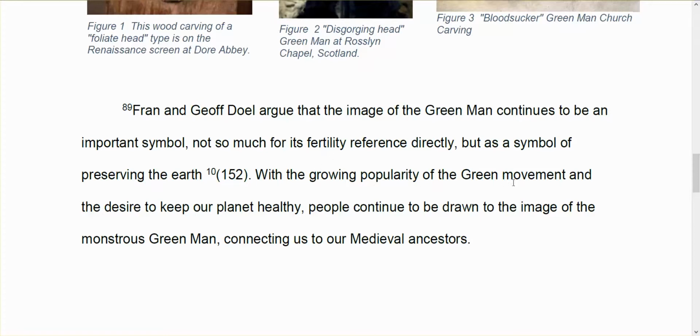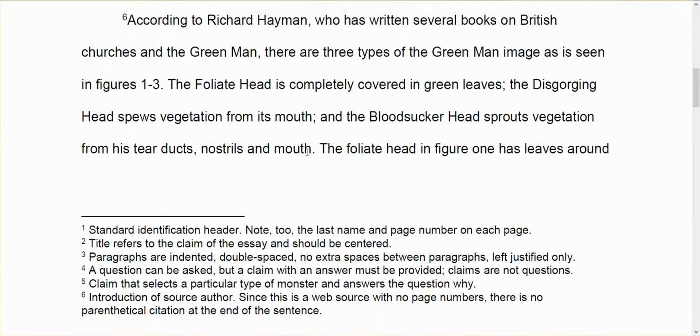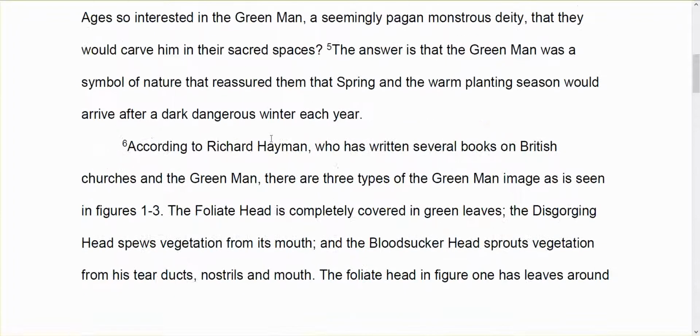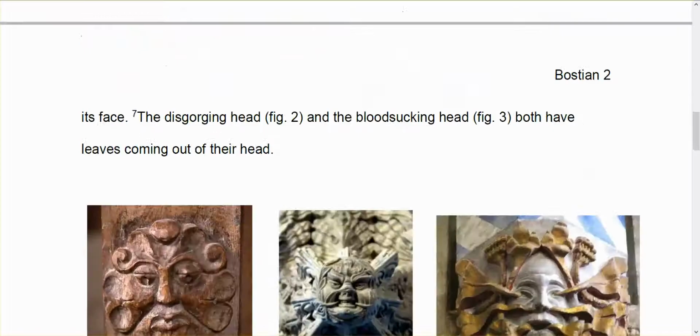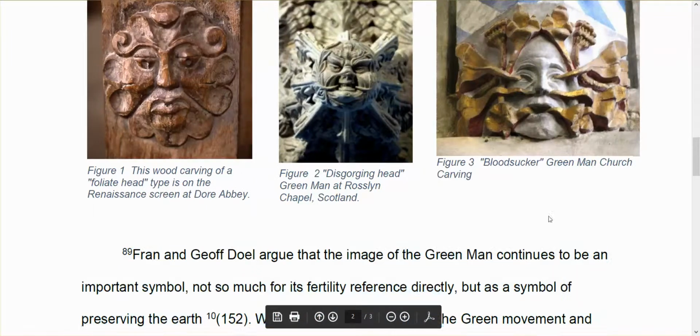With the growing popularity of the green movement and the desire to keep our planet healthy, people continue to be drawn to the image of the monstrous green man connecting us to our medieval ancestors. So this is my conclusion. Obviously, this isn't a big paper. This is just a couple of paragraphs. My introduction, the paragraph that describes my 3 artworks, and a conclusion. That's all I've provided for you here.